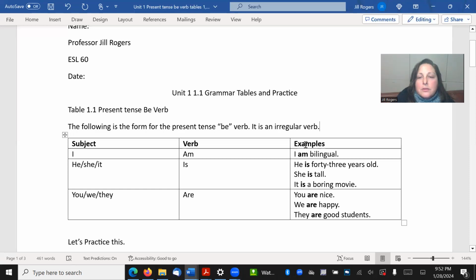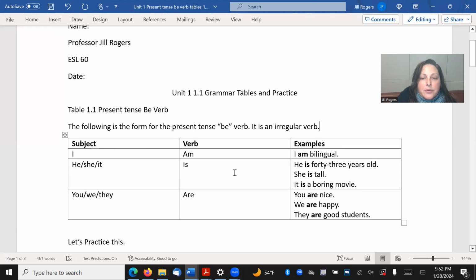I am anything to describe somebody. I am a professor, for example, or I am a student. So that whole thing is I plus am. The next one is he is, she is, or it is, because we use these singular subject pronouns with is.